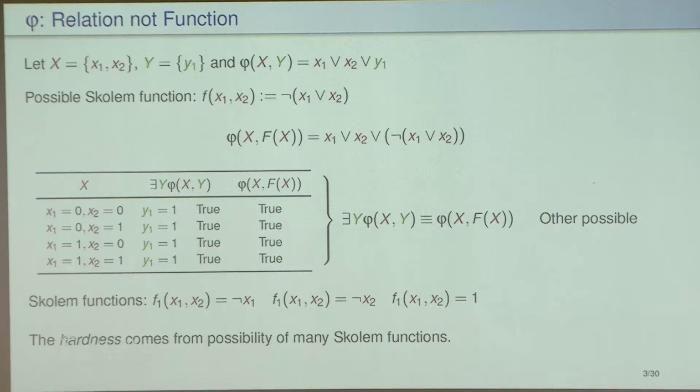Constant true is also a correct column function. And the hardness in solving this problem does come from the possibility of having many column functions. So if there's only one column function for every variable, then you can rely on interpolation-based approaches to extract these functions.